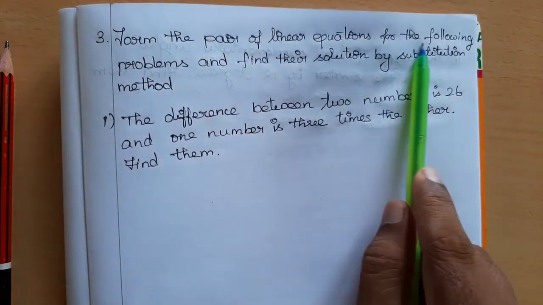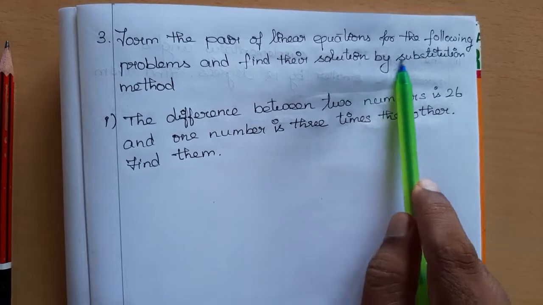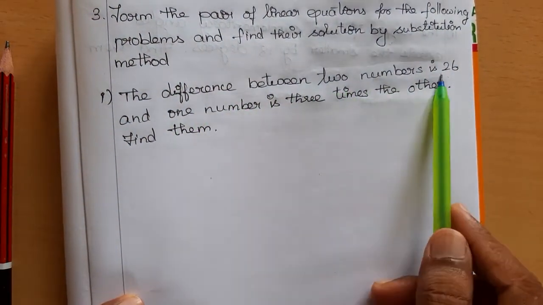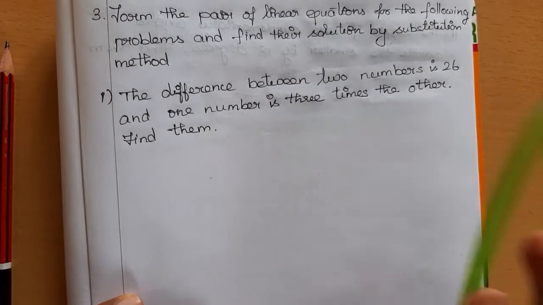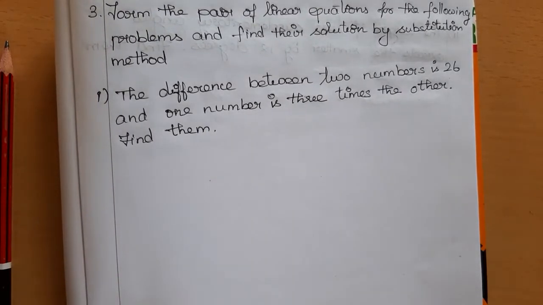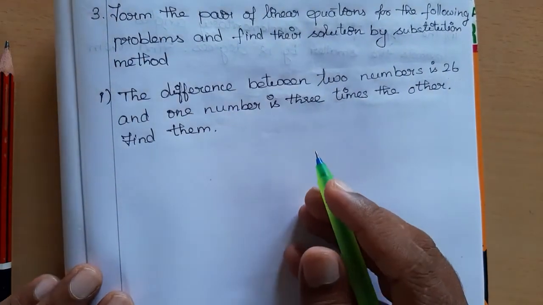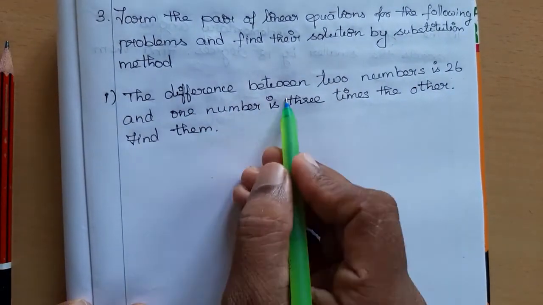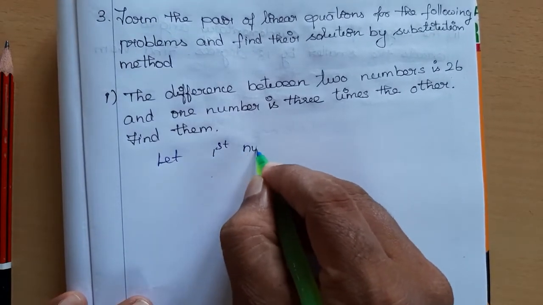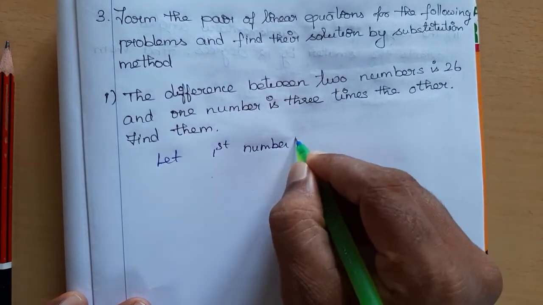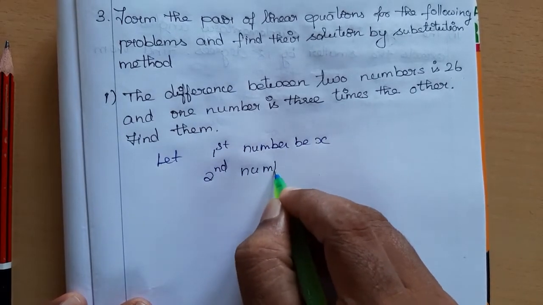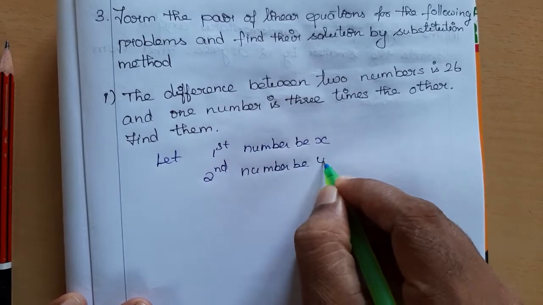So here you go for the word problem. From the pair of linear equations for the following problem, find the solution by substitution method. The difference between two numbers is 26 and one of the numbers is 3 times the other. Find them. First we have to assign the values for x and y. Let the first number be x and the second number be y.